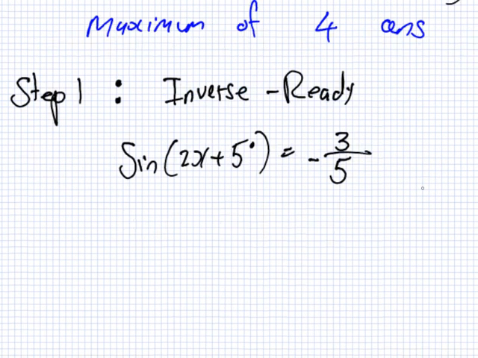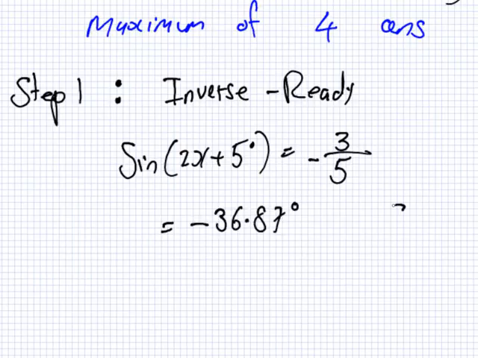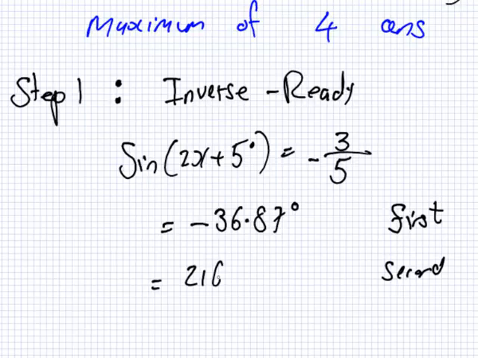So, if I take out my calculator, I can get the first answer. Sine inverse of minus 3 over 5. That is minus 36.87. Now that is only the first answer. We have a second answer here. How do I find that? It's 180 minus this answer. So that's 216.87 degrees.